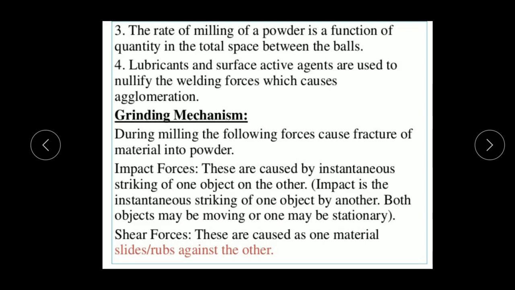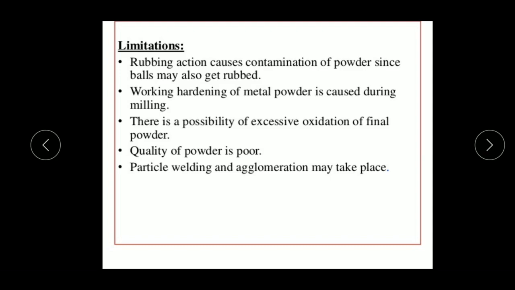The second important factor is shear force. These are caused as one material slides or rubs against the other. So the limitations of this process are: the rubbing action causes contamination of the powder, since the balls may also get rubbed. Work hardening of the metal powder is caused during milling. There is a possibility of excessive oxidation of the final powder. The quality of the powder is poor. Particle welding and agglomeration may take place.